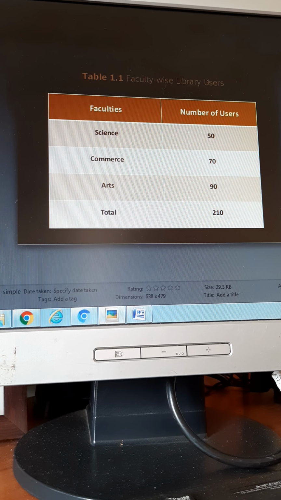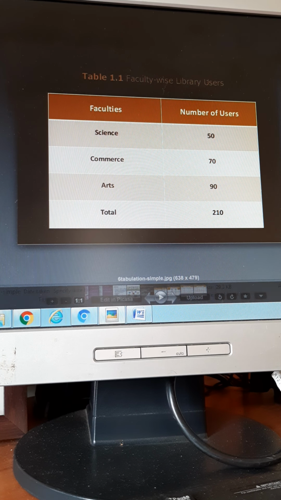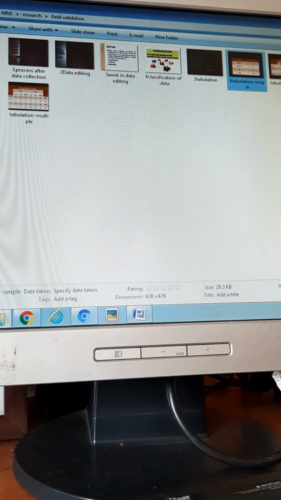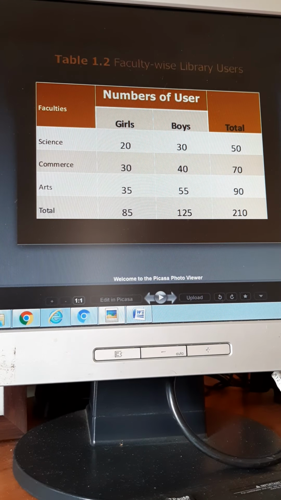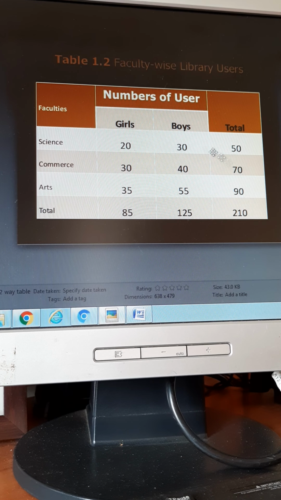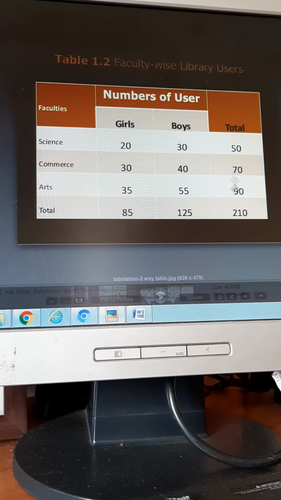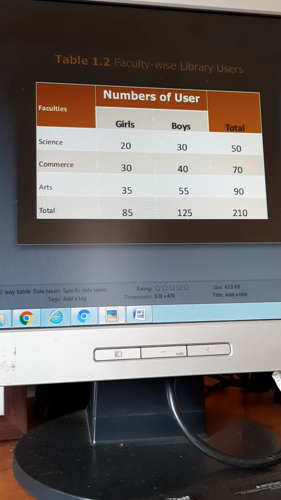Supposing you are doing how many people are visiting, or how many kids are using the library. So like this, from science, commerce, arts. Simple tabulation: the streams and then the number of users. Let us see the same version a little more. Okay. Boys, girls, total. You see this? Okay, so I will tell you how this data works.